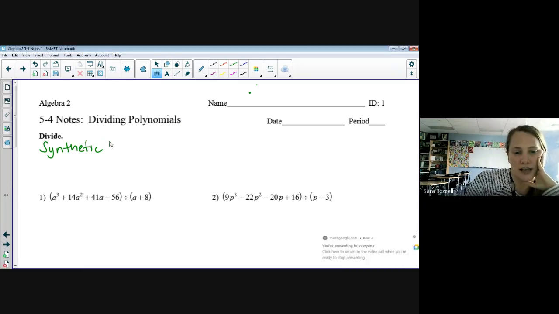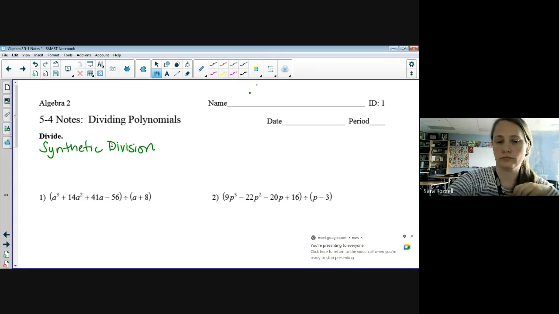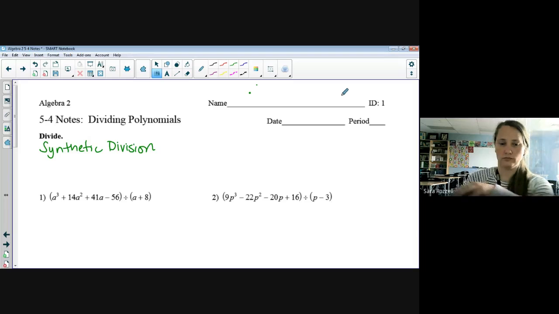So we're going to use synthetic division. And the one thing that I'm going to write up at the top is I'm just going to tell you that when you're dividing by a binomial, x minus or x plus a number, that's when you can use synthetic division. If you're dividing by something else, you'll have to use long division, but you'll get to that next year.